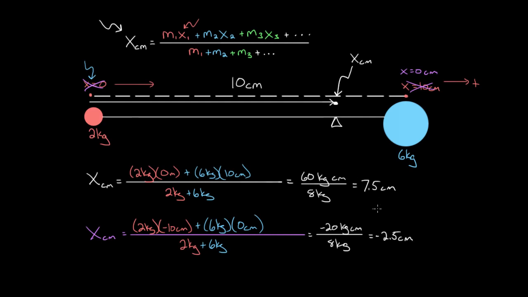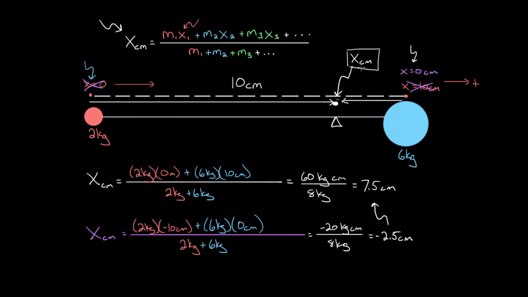So you might be worried. You might be like, what? We got a different answer. The location can't change based on where we're measuring from, and it didn't change. It's still in the exact same position because now this negative 2.5 centimeters is measured relative to this x equals 0. So what's negative 2.5 centimeters from here? It's 2.5 centimeters to the left, which, lo and behold, is exactly at the same point, since this was 7.5 and this is negative 2.5 and the whole thing is 10 centimeters. It gives you the exact same location for the center of mass.